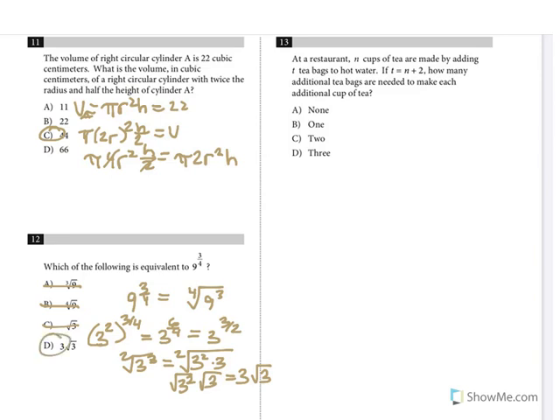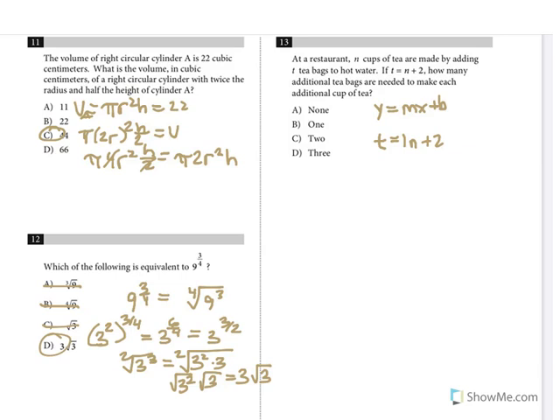At a restaurant, n cups of tea are made by adding tea bags to hot water. If t equals n plus 2, how many additional tea bags are needed to make each additional cup of tea? Now this one may seem a little strange, but we have to understand we're in the form of y equals mx plus b. So t equals 1n plus 2. It's a slope of 1.